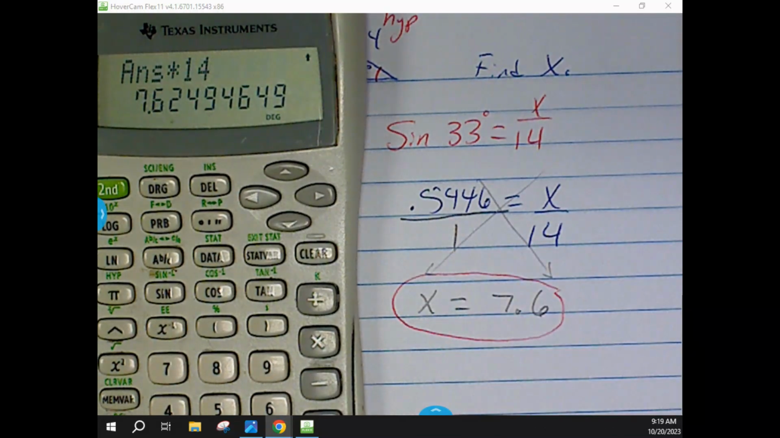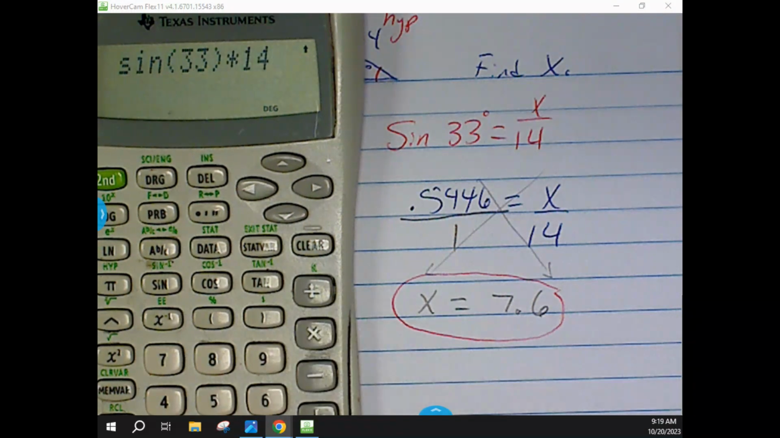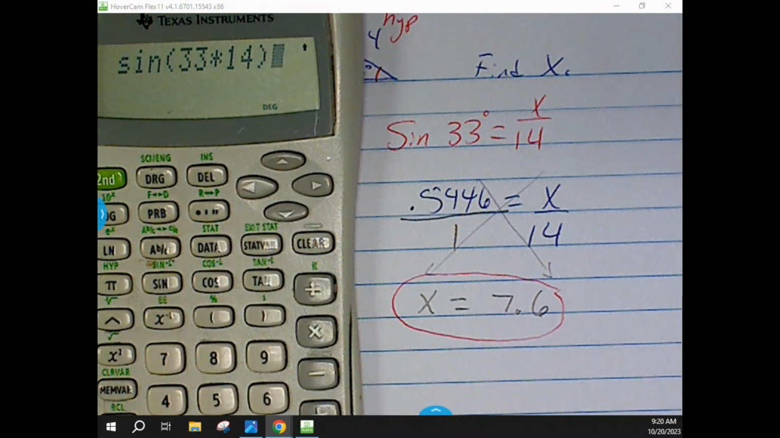Now, the main thing is, if you do sine of 33 and you're going to do it all in one step, you've got to make sure you close off the parentheses and then hit times 14 to get the number you're looking for. Because if you just do sine of 33 times 14, the calculator is not going to close the parentheses off there. So now you're not finding the sine of 33, you're finding the sine of 400 and something or other, which is going to give you a totally wrong answer.